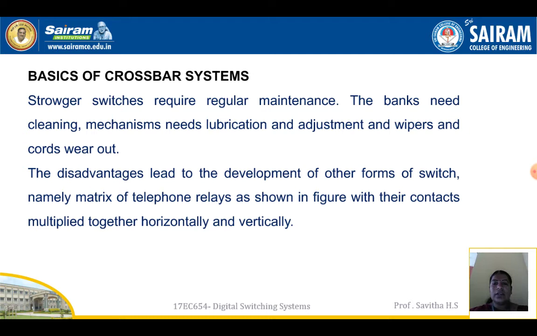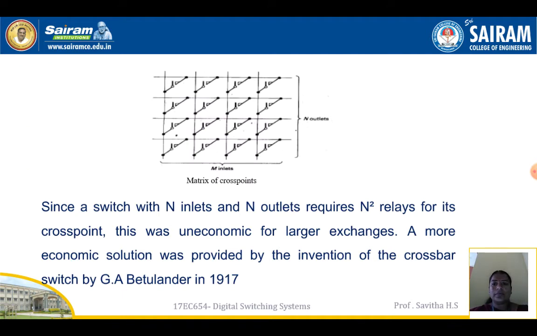These disadvantages led to the development of other forms of switch, namely a matrix of telephone relays as shown in the figure, with their contacts multiplied together horizontally and vertically. Since a switch with n inlets and n outlets requires n squared relays for its cross points, this was uneconomic for larger exchanges.